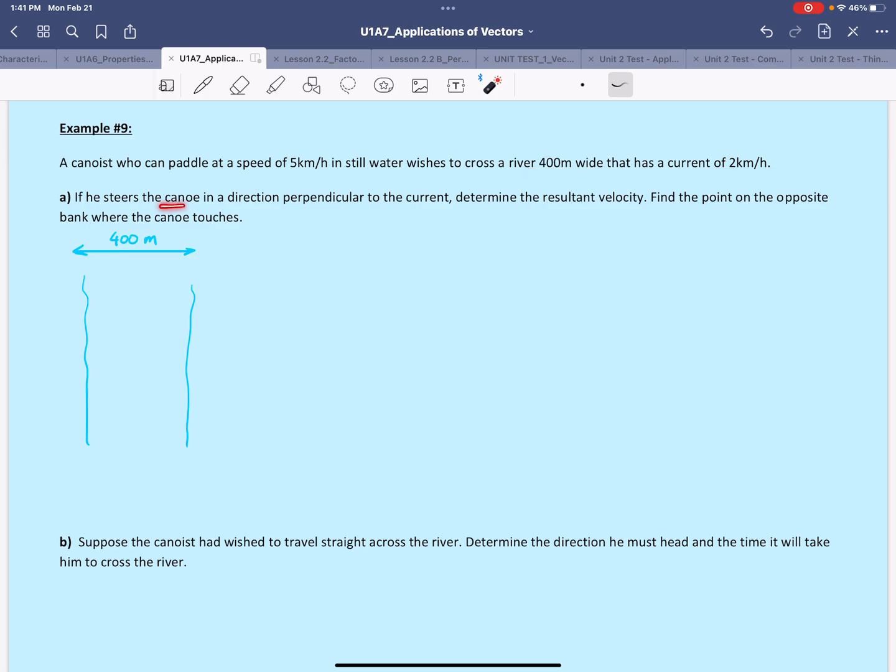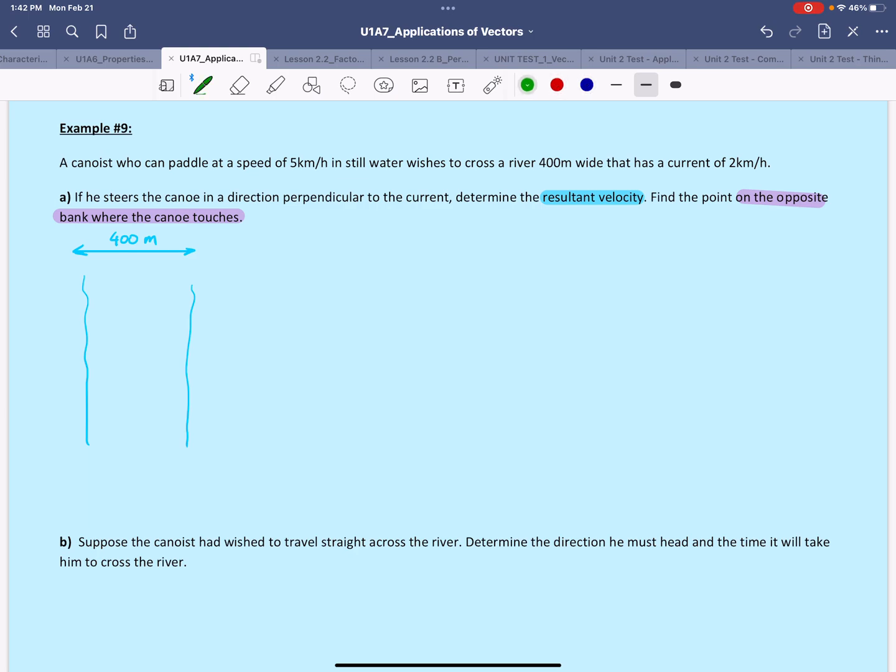Now, if he steers the canoe in a direction perpendicular to the current, we have to find the resultant velocity. And we also have to find the point on the opposite bank where the canoe touches. So a couple of things in here. First of all, we have to find the resultant velocity, which means the magnitude and the direction of velocity. And we also have to find the point where the canoe will land on the opposite side of the river bank. So let's get started by drawing the velocity diagram.